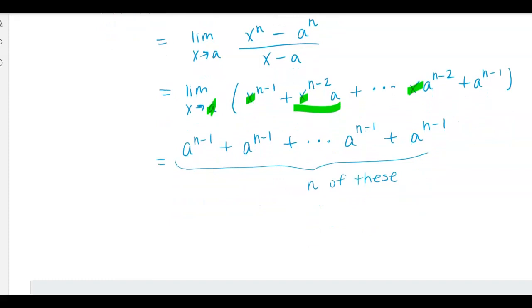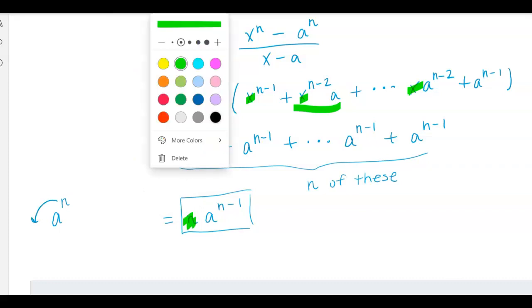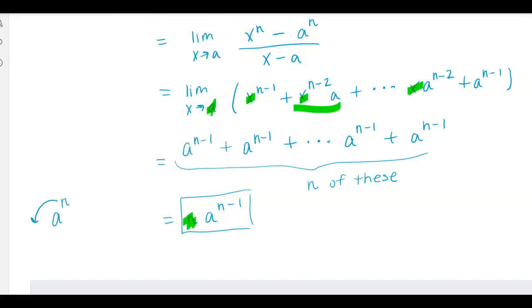So that is n times a to the n minus 1. And that proves our theorem. We started with something like a to the n power. We bring the power down into the front, shows up here, and then we take this value and we subtract 1 off the exponent. And that shows up here.